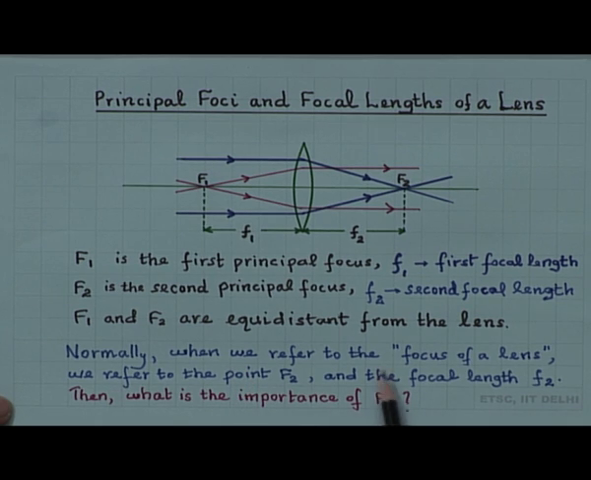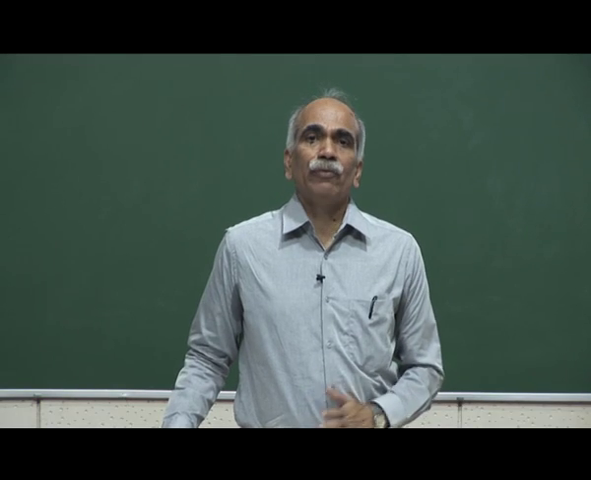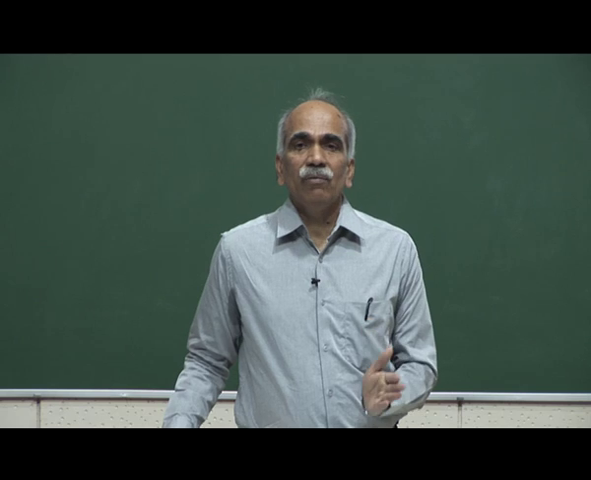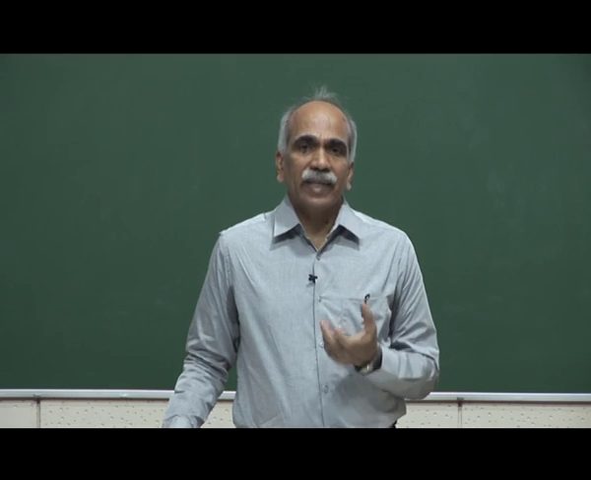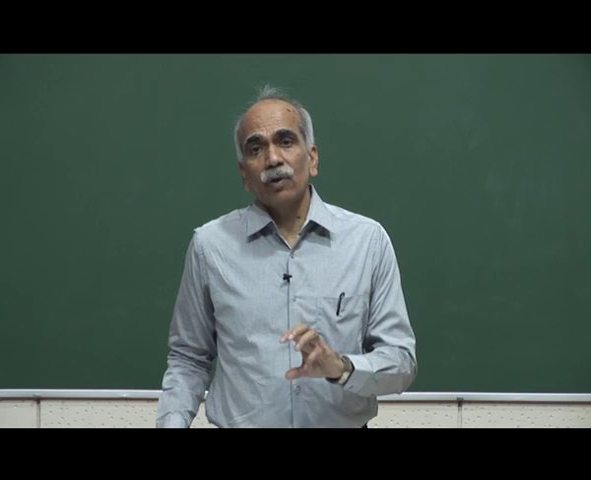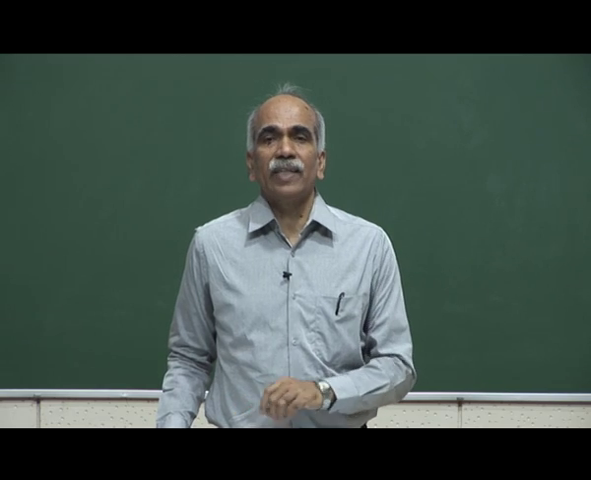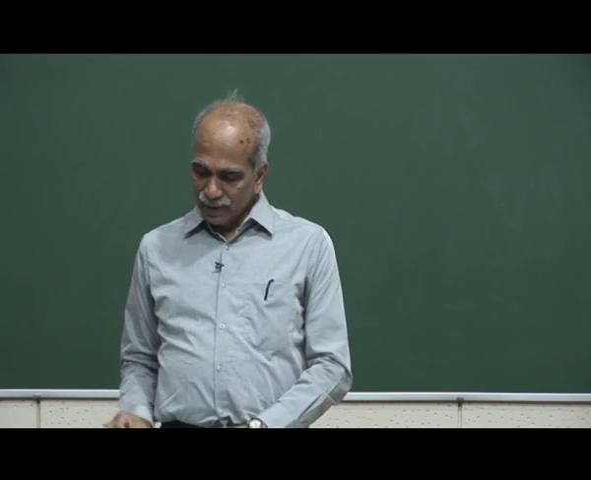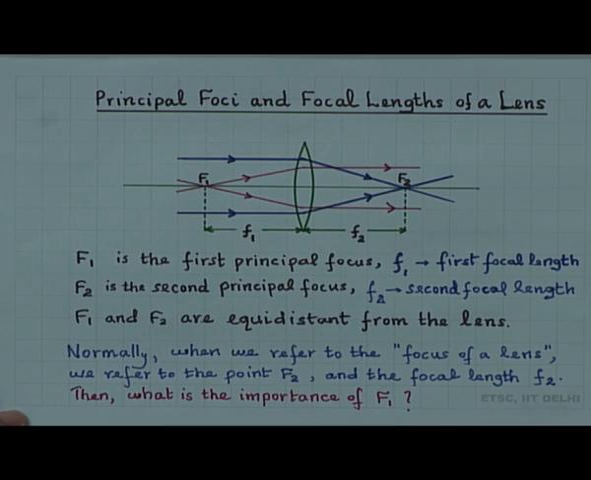Normally, when we refer to the focus of a lens, when we normally talk about a lens of focal length f, we are referring to the second focal length f2, because that is the one which we encounter later. It is beyond the lens and it is the second focal length that we are referring to. And the focus of the lens also we are referring to as capital F2, that is the second principal focus. So, here it is F2 and the focal length f2.